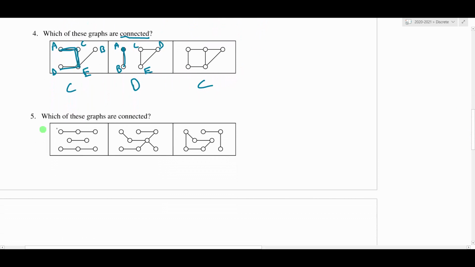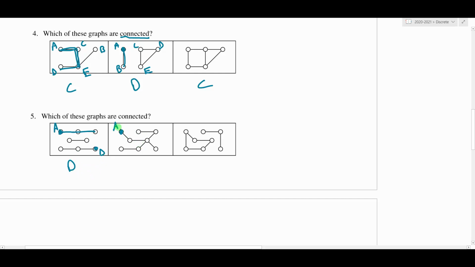Let's see here. So which of these graphs are connected? Let's see. So if I go here, let's call this A. If I go down here, let's call this D. There is no way for me to get down to D. So this is not connected, right? Let's say disconnected.